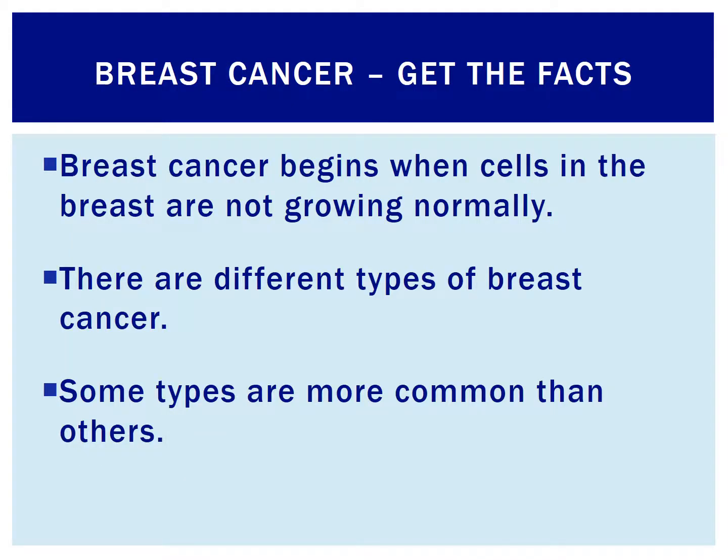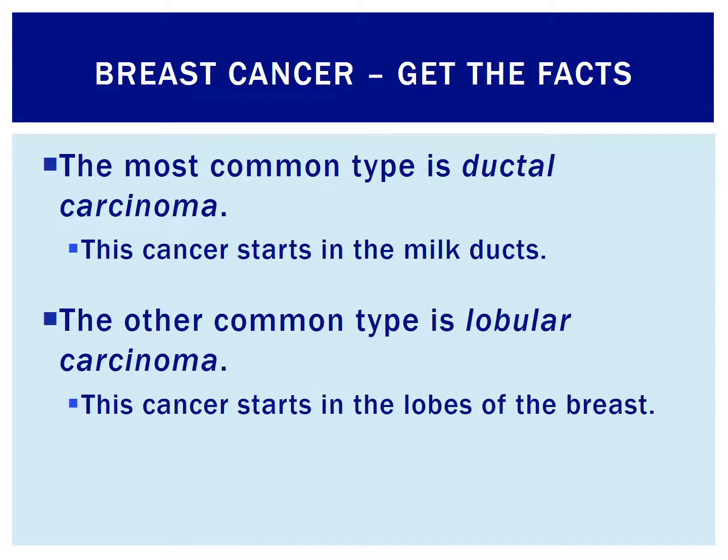Breast cancer begins when cells in the breast are not growing normally. There are different types of breast cancer, and some types are more common than others. The most common type is called ductal carcinoma. This type starts in the milk ducts in the breast. The other common type of breast cancer is lobular carcinoma, and this type of breast cancer starts in the lobes of the breast.